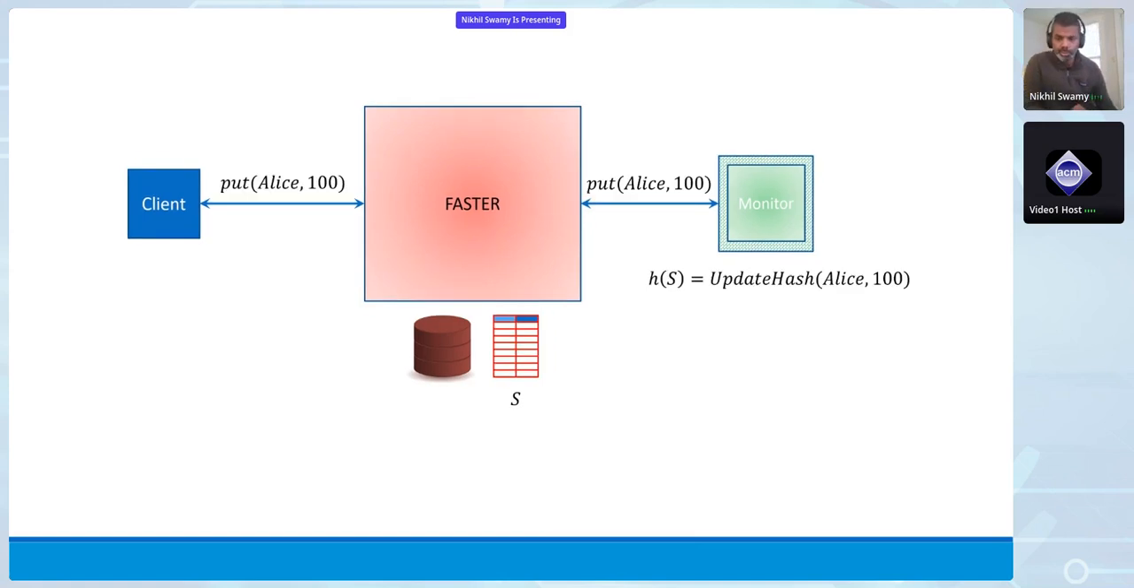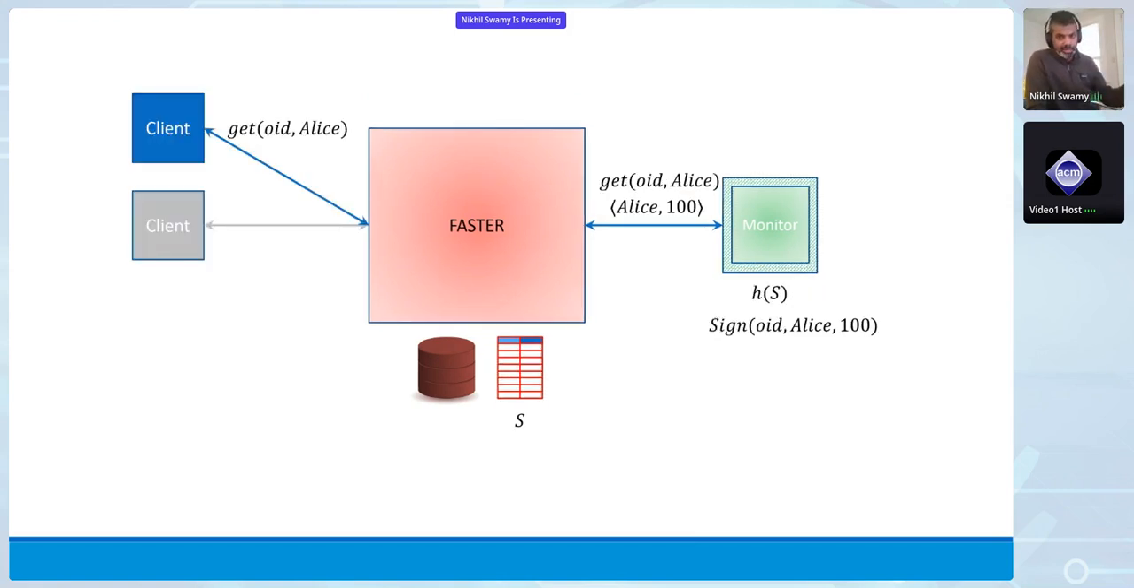So now let's say the client puts the value 100 with the key Alice. What FastVer does is it forwards this operation to the monitor, and the monitor is going to update its hash abstraction to record the value 100 for the key Alice. Now later, if some other client comes along and asks for the value of Alice, then FastVer forwards this to the monitor, and the monitor checks to see if in the current abstraction the value for Alice is indeed 100. And if so, it signs the operation that the client issued and forwards it to the client, and the client can be convinced that FastVer behaved as expected.